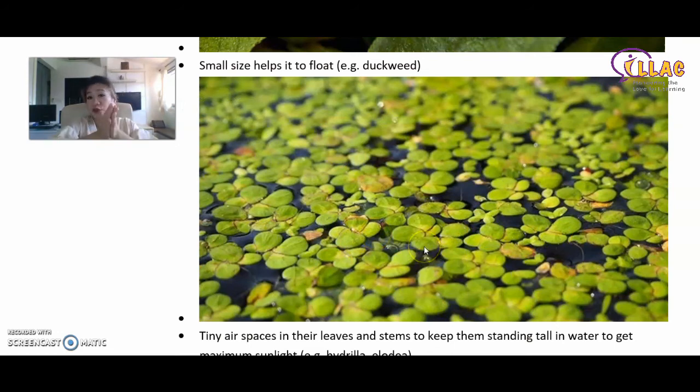They can propagate really, really fast and cover the entire pond, killing all the submerged plants inside because they cover the sunshine that is needed for all the plants inside. So duckweeds are called weeds because they're not exactly very good for the entire habitat.